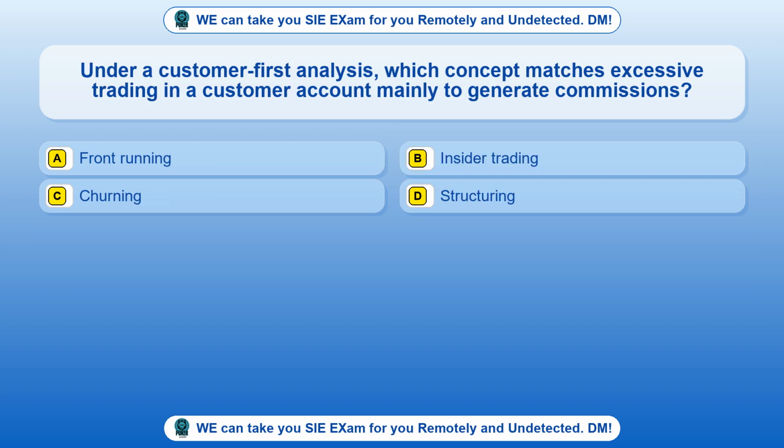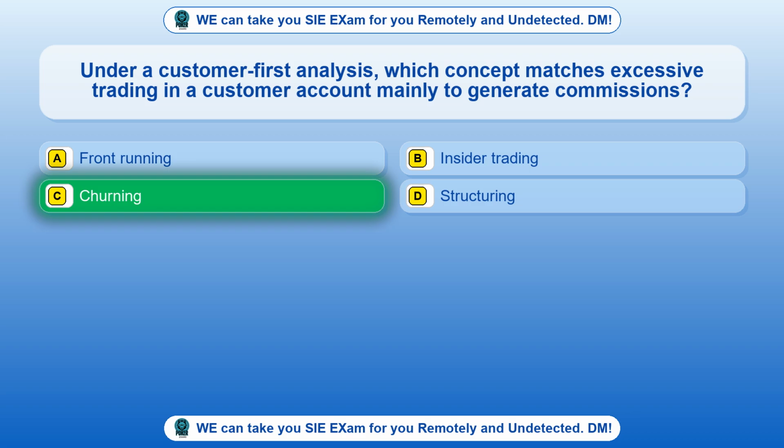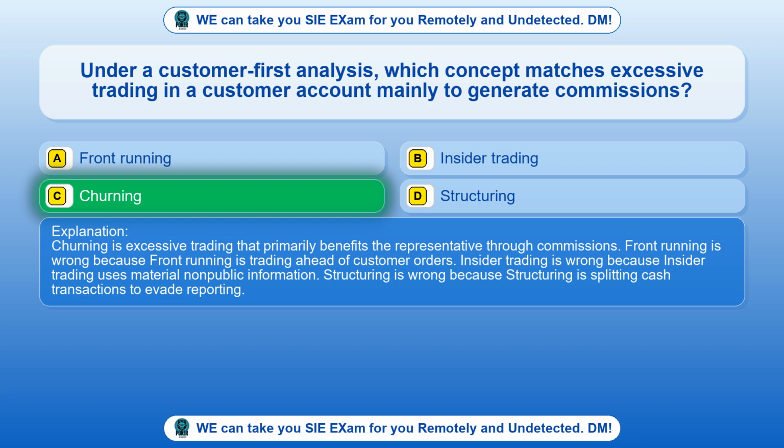Question 47. Under a customer first analysis, which concept matches excessive trading in a customer account mainly to generate commissions? Option A, front running. Option B, insider trading. Option C, churning. Option D, structuring. The correct answer is option C, churning. Churning is excessive trading that primarily benefits the representative through commissions. Front running is wrong because front running is trading ahead of customer orders. Insider trading is wrong because insider trading uses material non-public information. Structuring is wrong because structuring is splitting cash transactions to evade reporting.